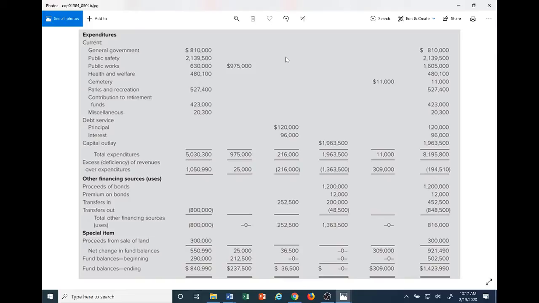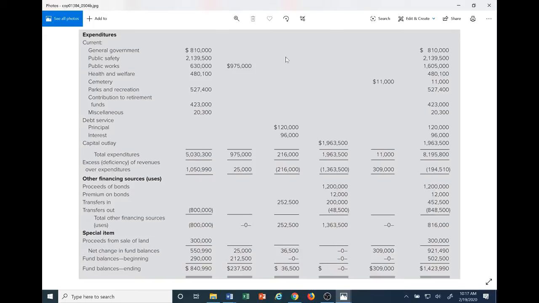So it's by character, and then each character by function. We can see the character of current has general government spending, public safety, public works, health and welfare, cemetery, parks, recreation, just stuff that keeps things currently going, the day-to-day stuff. So think of current expenses. Then obviously debt service, where the two functions are principal and interest, and then capital outlay, whatever that function would be, whether it be a bridge or whatever it would be.